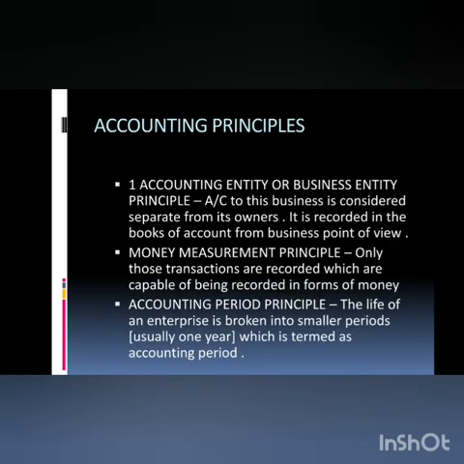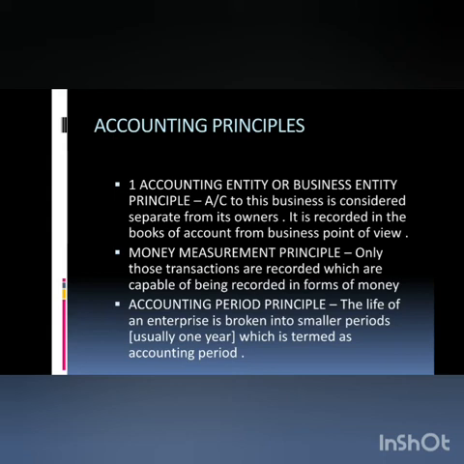Accounting principles. First, accounting entity or business entity principle. According to this, the business is considered to be separate from its owner. It is recorded in the books of account from the business point of view. And the proprietor is termed a creditor to the firm. Capital is the liability.